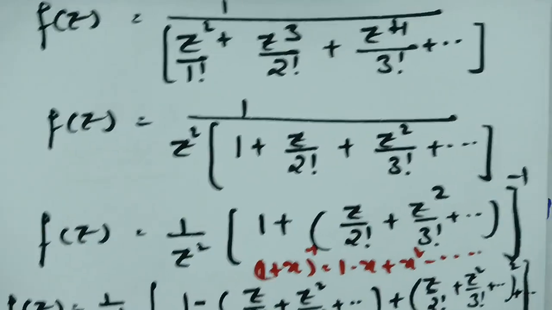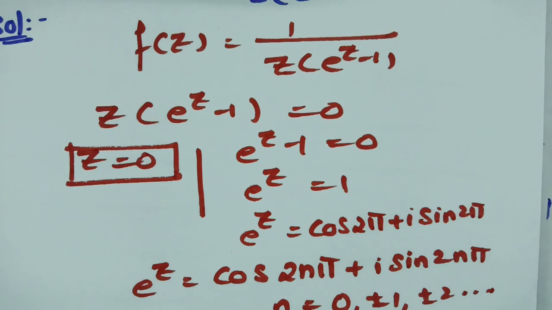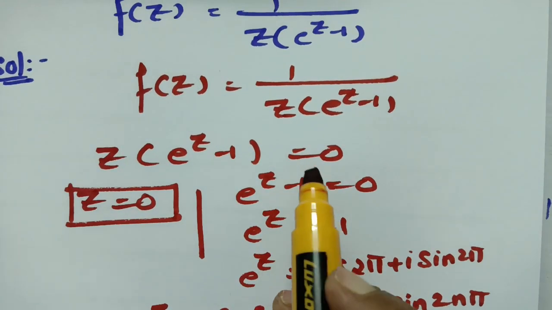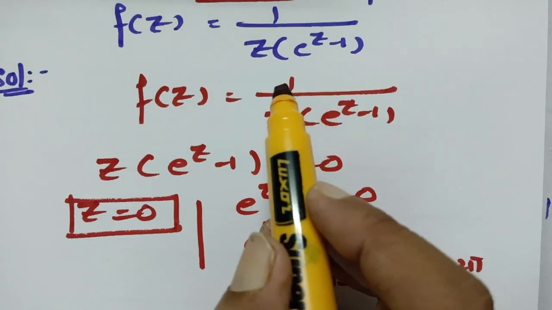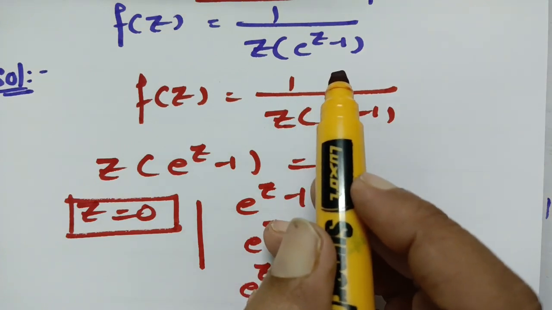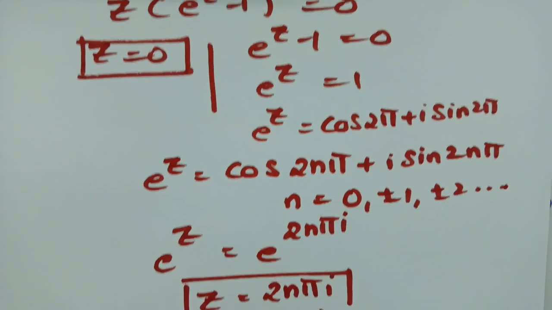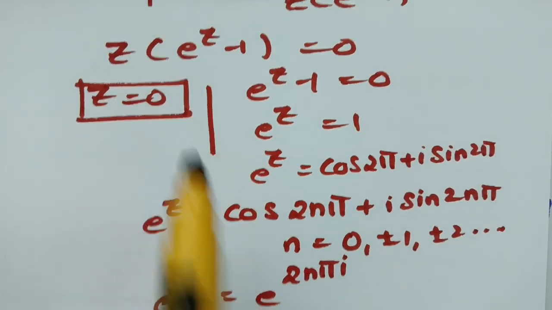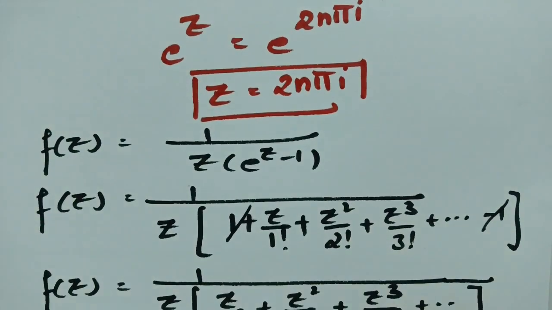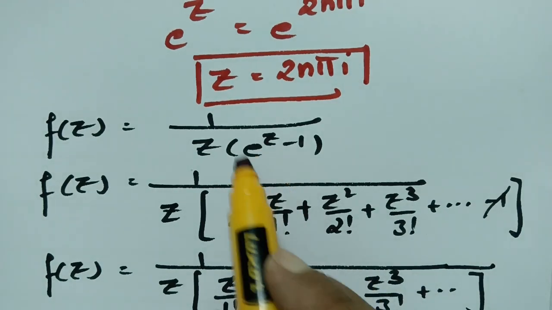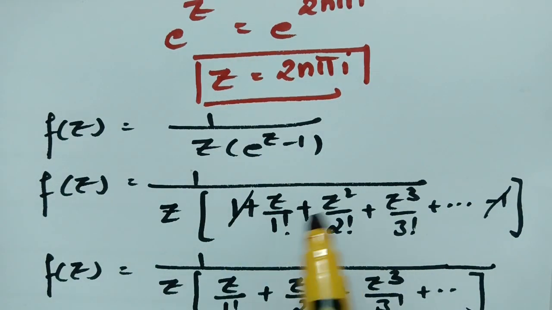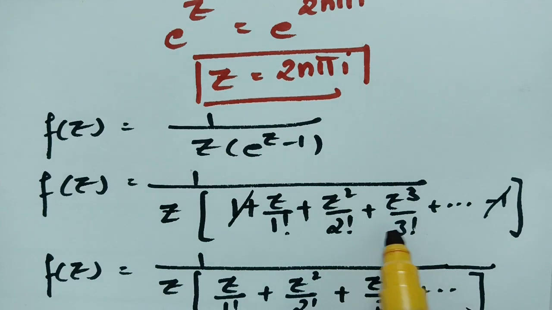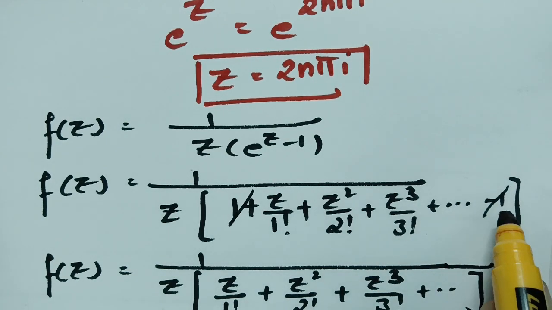So this is how we have to find out. This is also very, very important, and let me explain it one more time. That is, f of z is given as 1 by z into e power z minus 1. So here if you equate the denominator to 0, these are the simple poles. At the pole z is equal to 0, we are going to find the residue value. See here, e power z can be written as 1 plus z by 1 factorial plus z square by 2 factorial plus z cube by 3 factorial plus and so on, minus 1.